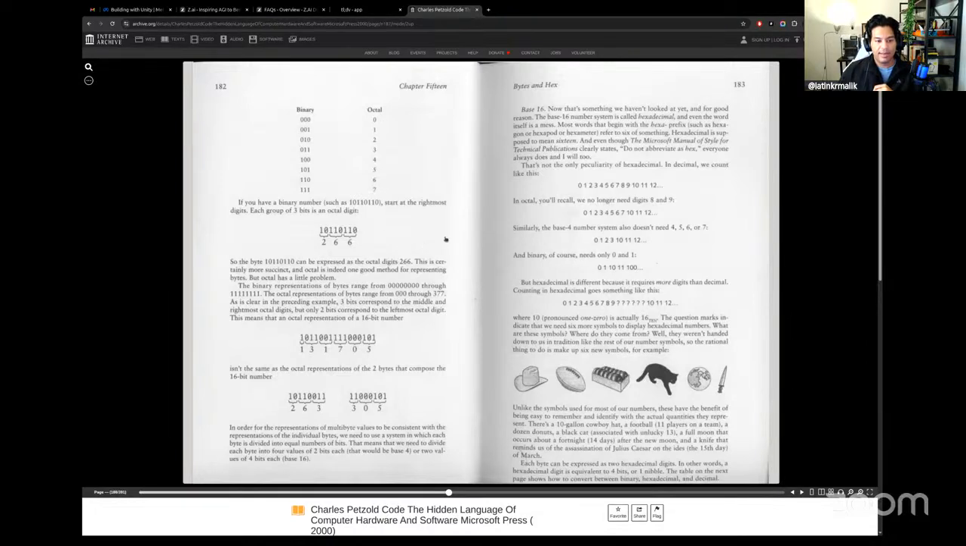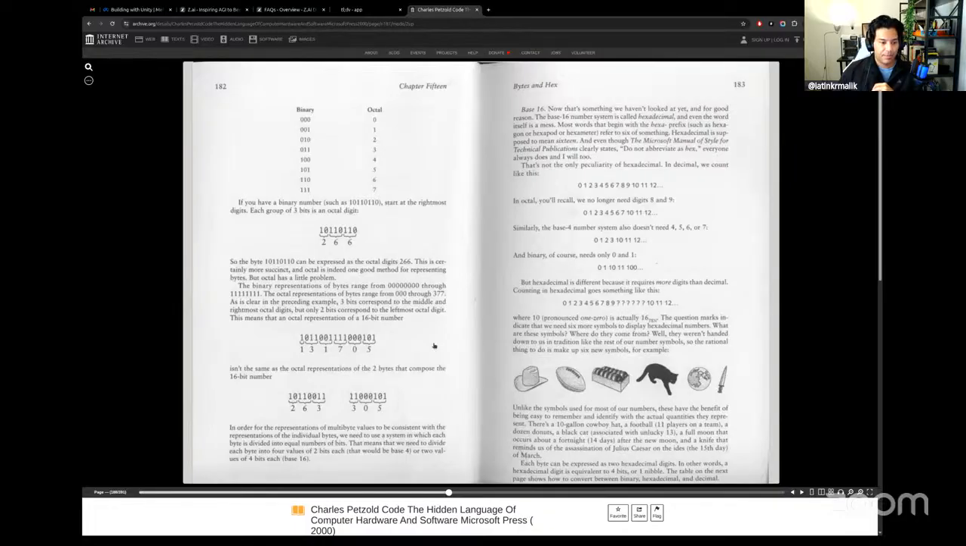So if you have a binary number such as 10110110, start at the rightmost group of digits. Each group of 3 bits is an octal digit. So we see 6, 6, and 2. So the byte 10110110 can be expressed as the octal number 266. This is certainly more succinct, and octal is indeed one good method for representing bytes.